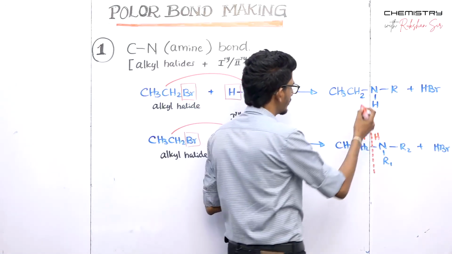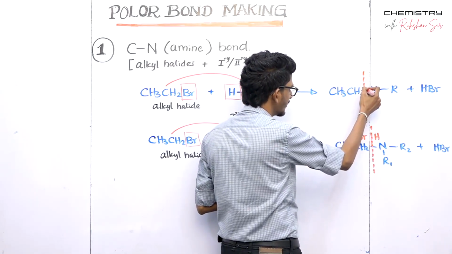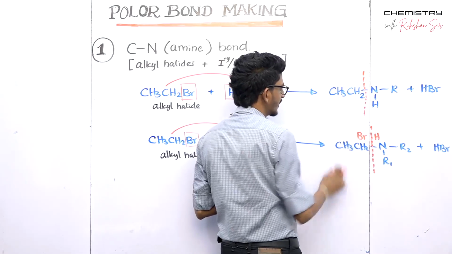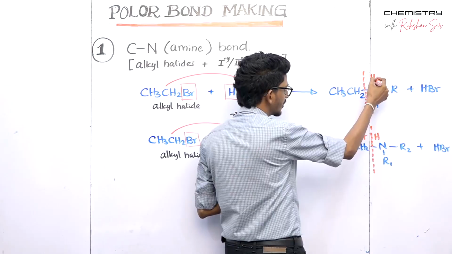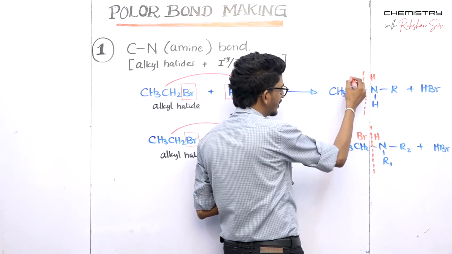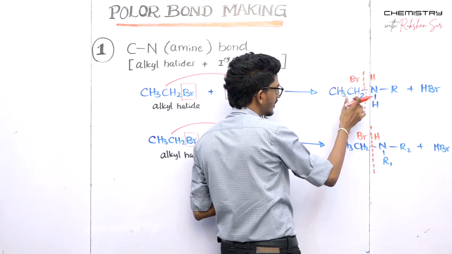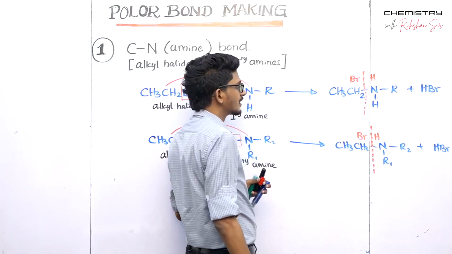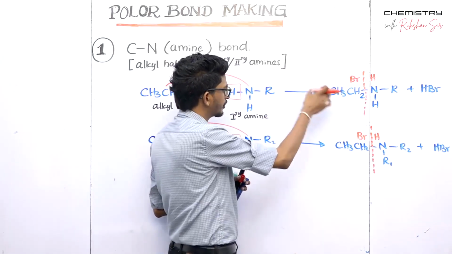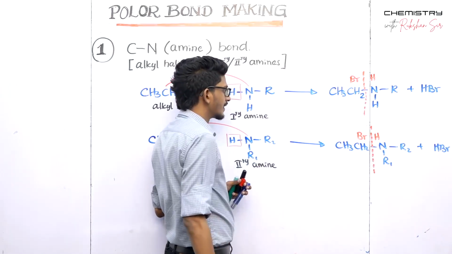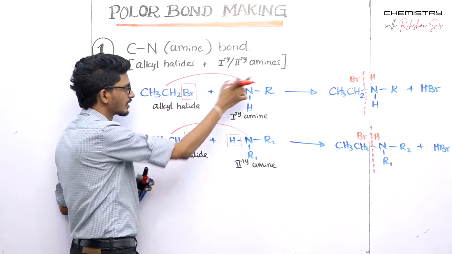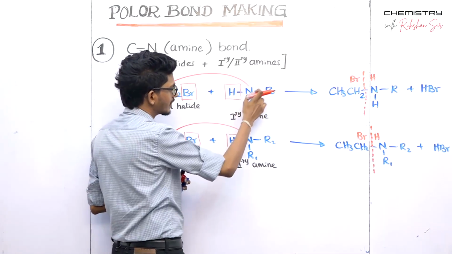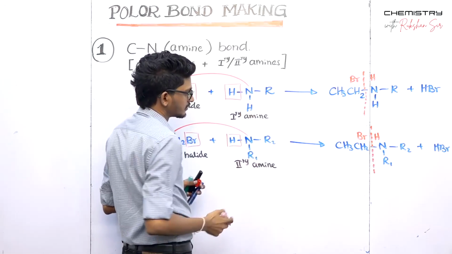See, if you break the final compound from the polar bond, and put the hydrogen to the nitrogen side and put the Br to the carbon side, you will come up with the two initial compounds which are responsible for the formation of this larger compound. See, CH3CH2Br and the H in NH2R, RNH2.